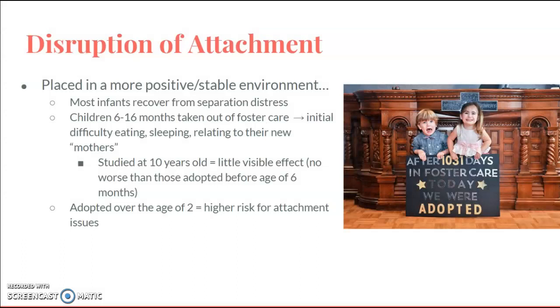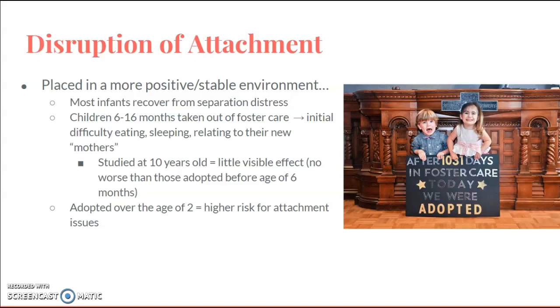What happens when you disrupt attachment? Generally speaking, when you take an infant and you put them in a more positive or stable environment, infants recover from separation distress very quickly, right? When we talk about children who are 6 months, so half a year old, to 16 months, so just over a year, a year and a half, when you take them out of foster care, which would be a place where there's not necessarily significant attachment, initially you would see some problems, right? So they're taken out of foster care. Let's say they're adopted. Initially, you might have difficulty with eating or sleeping, or they might struggle with connecting or relating to and having that attachment with their new caregiver or their mother or whoever it is in the family that adopted them.